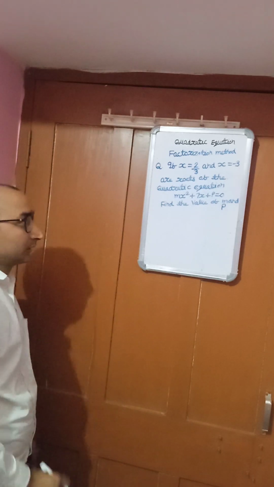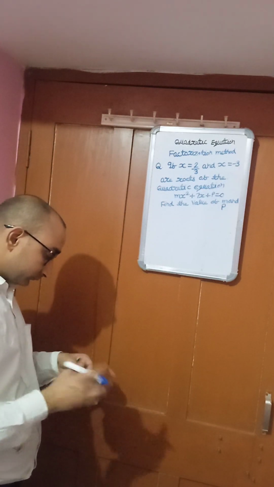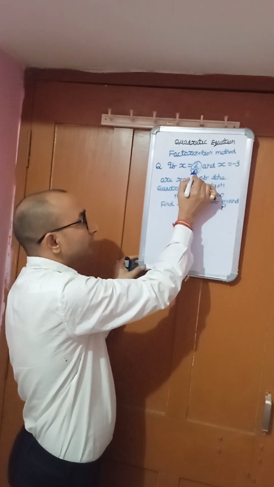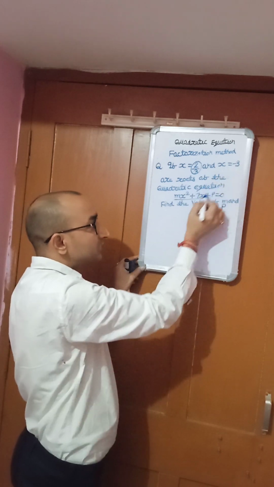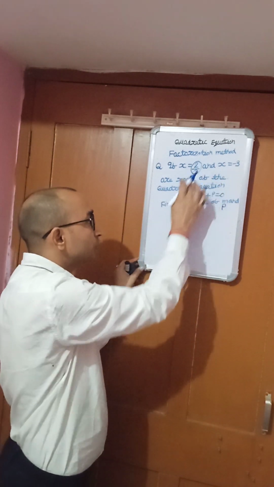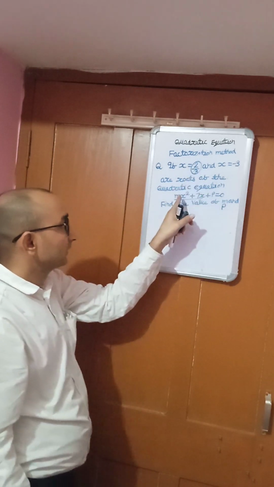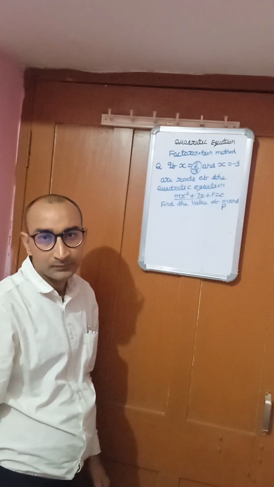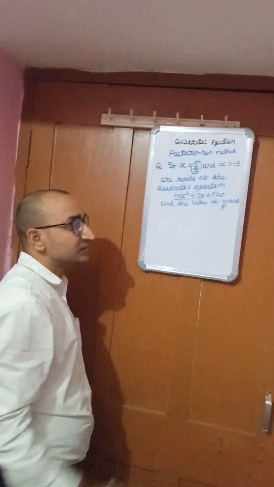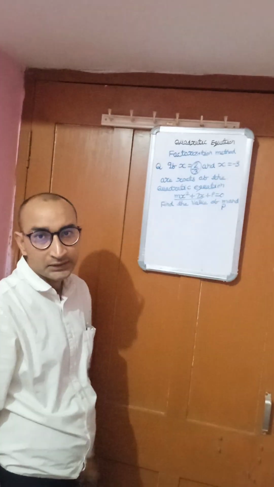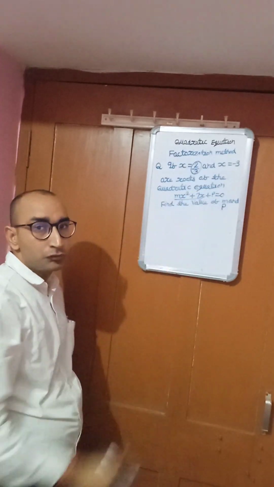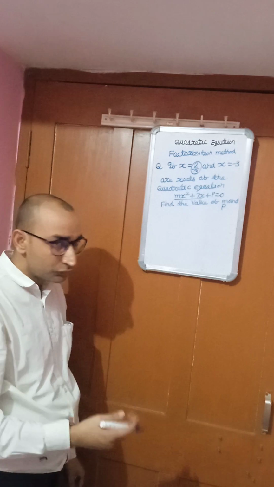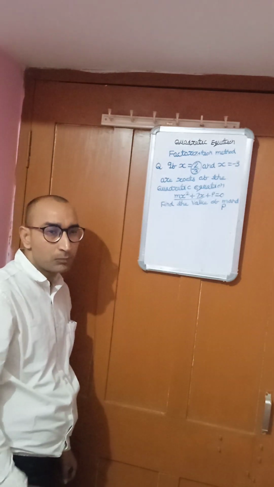See here. This is the root of this equation. Means if we put the value of x equals to 2 by 3, then LHS equal to RHS. If we put x equals to minus 3, then LHS equal to RHS, because this is the root of the equation, this is the solution of the equation, or this is zero of the equation. Root, zero and solution, all are same things.